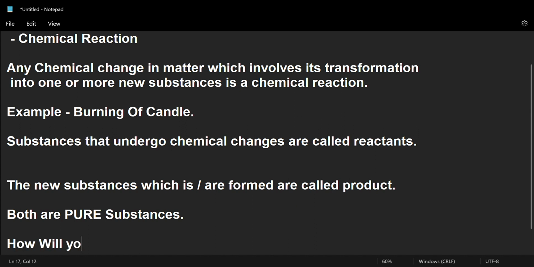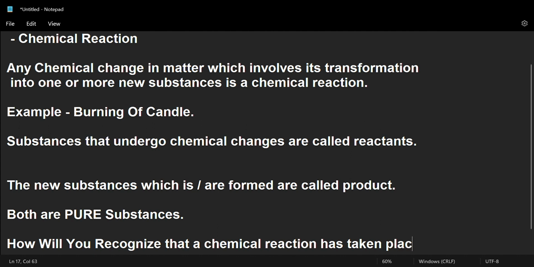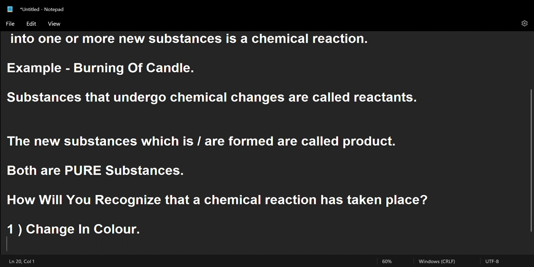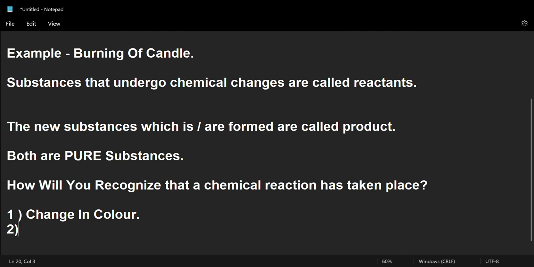How will you recognize that a chemical reaction has taken place? There are many factors. Number one, which you see, is the change in color. Number two is the evolution of a gas.